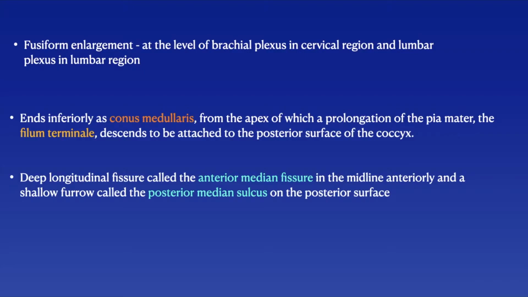The spinal cord ends inferiorly as the conus medullaris, and from the apex of this there's a prolongation of pia mater called the filum terminale, and this descends to be attached to the posterior surface of the coccyx. The deep longitudinal fissure on the anterior surface of the spinal cord is called the anterior median fissure. There is also a shallow furrow at the posterior surface called the posterior median sulcus.